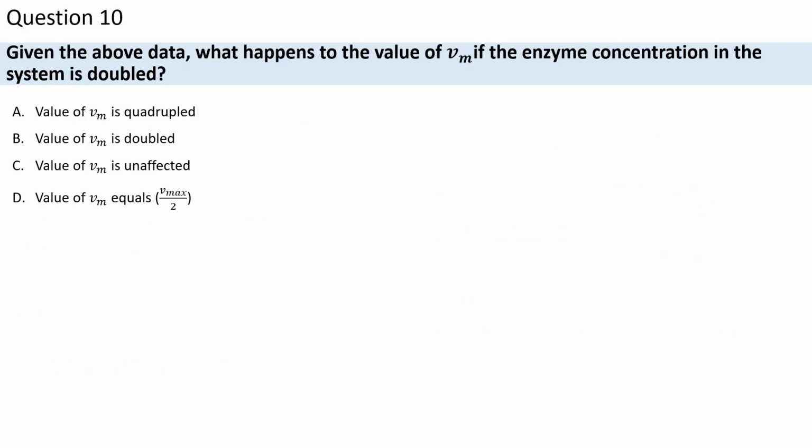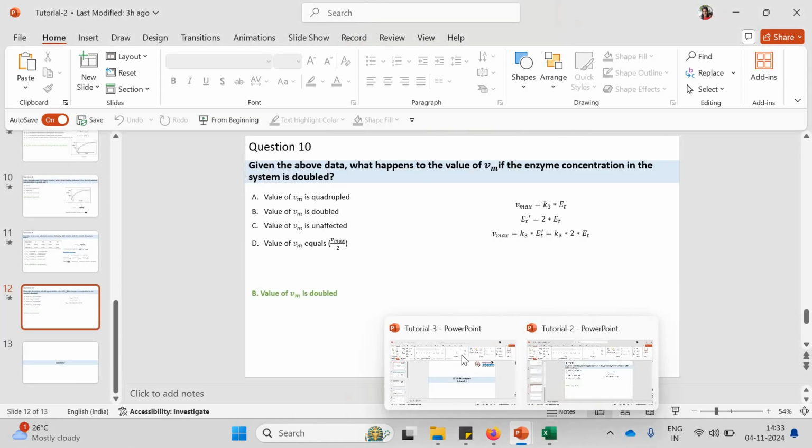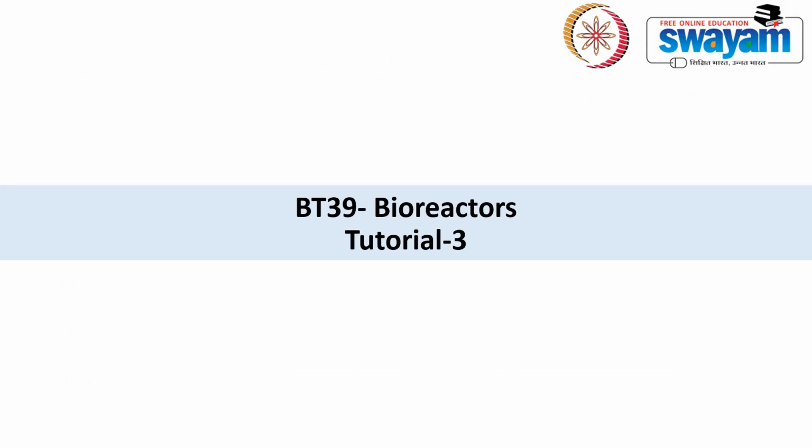Given the above data, what happens to the value of Vmax if the enzyme concentration in the system is doubled? We already know that Vmax is equal to k3 into ET, which means Vmax is directly proportional to ET. If ET is doubled, obviously Vmax will also get doubled. So the answer is the value of Vmax is doubled. This is what we saw in the last tutorial, and I was just explaining that to you. Now we'll get into tutorial 3 of the BT39 bioreactors course.